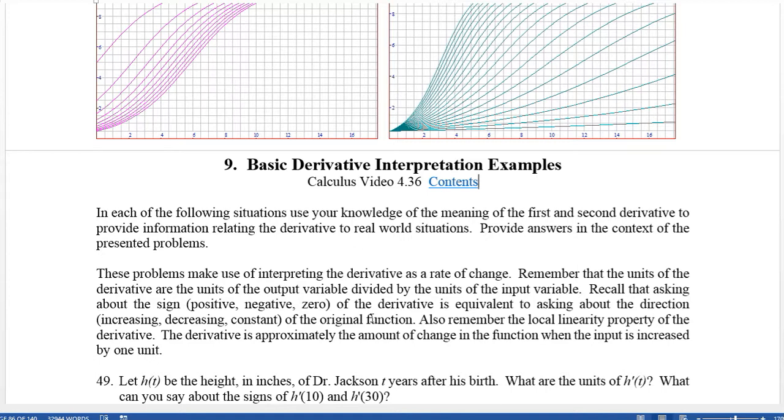Also, remember the local linearity property of the derivative. So the derivative is approximately the amount of change in the function when the input is increased by 1 unit. Actually, when you increase the input by 1 unit, the derivative is the amount of change on the tangent line. But that's very close to the amount of change in the function because the tangent line is close to the function if you're close to that point of tangency. That's the local linearity property.